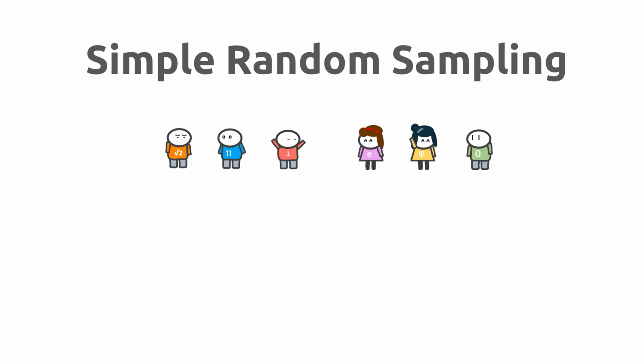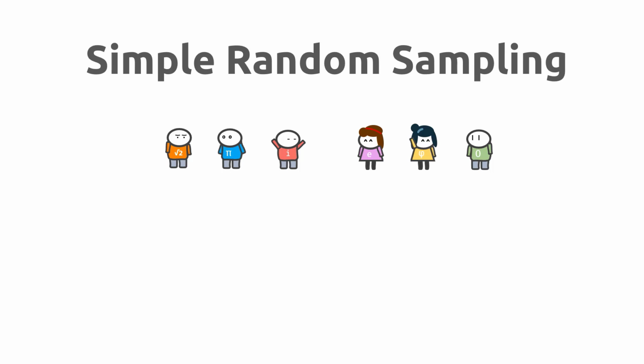A sampling method that's easy to understand is simple random sampling. In simple random sampling, we select a sample and elements at random from a population so that every possible sample of the same size n has the same chance of being selected. It's easy to see what this means with an example.